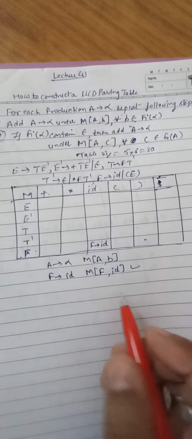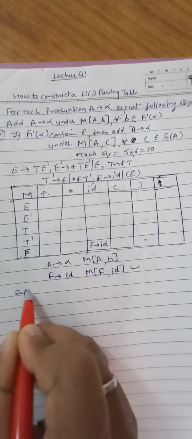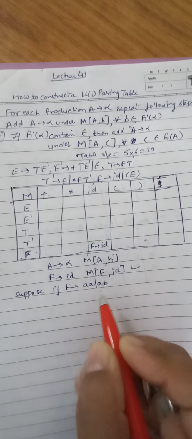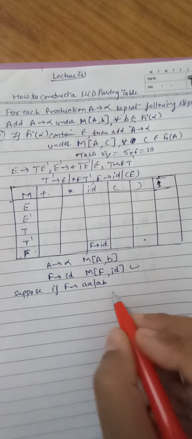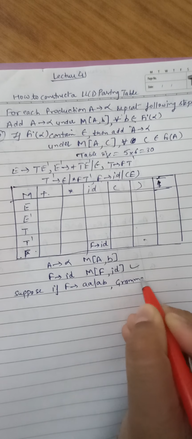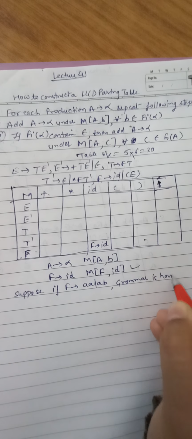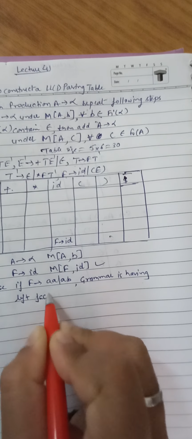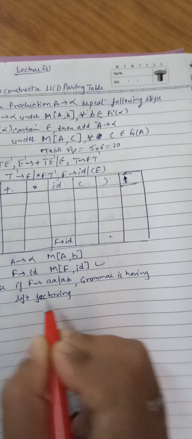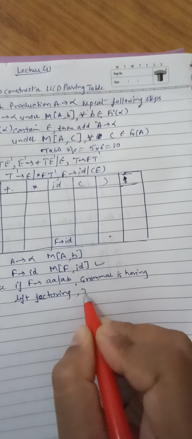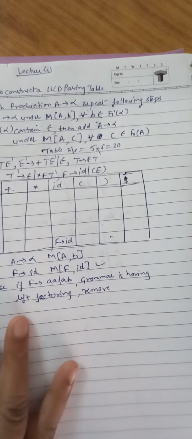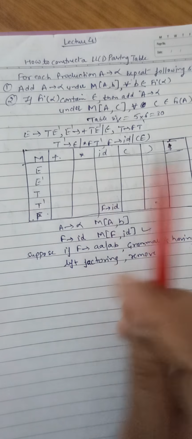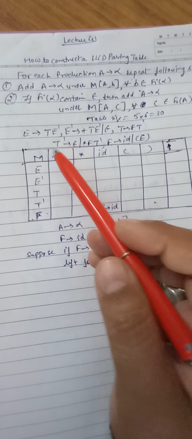The next one: suppose F tends to AA and AB, these two productions, F is having. Then it means the grammar is having left factoring, so first we need to remove it, then we can go further. But because in this grammar there's no left factoring, we are going ahead. So this is over. Now we are coming to the next, that is T tends to.